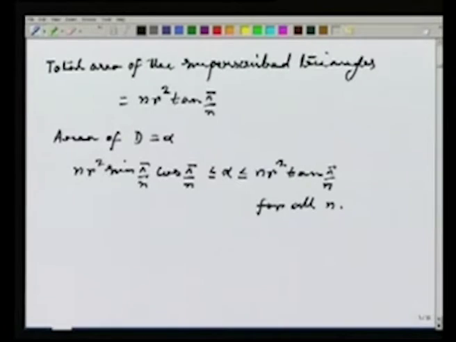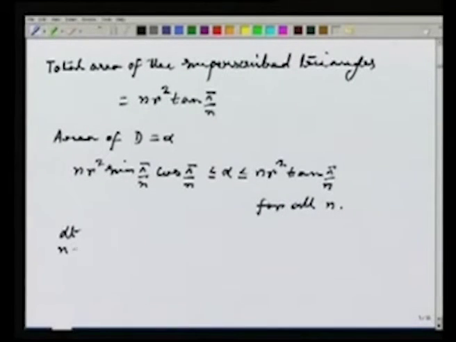As I said, if I go on taking larger and larger n, it looks like the triangles are almost filling up the whole disk. So I want to take the limit as n goes to infinity and see what happens. But whatever the limit is, inside both the limits, the alpha remains, right? Alpha still stands in between both the limits. So once I take the limit, what is this quantity?